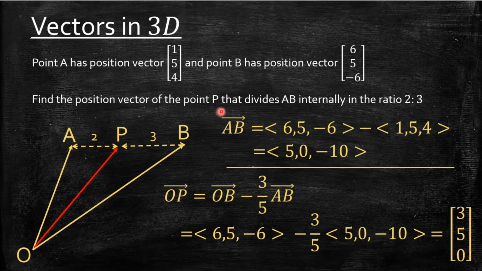So find the position vector of the point P. The position vector of point P is going to be (3, 5, 0). And I'm going to make sure that I write my answer in column vector form, because that's the way that the question has given all of their vectors.